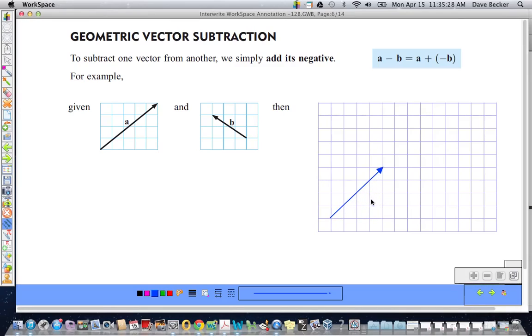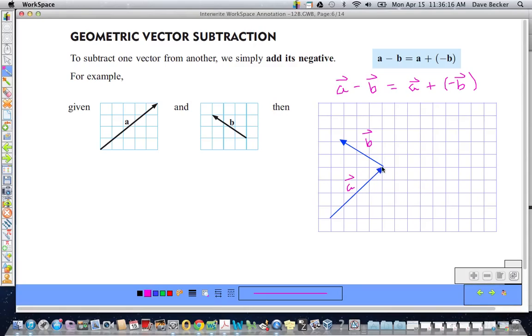How am I going to do on the arrowhead? Not bad. I'm going to show you A minus B here. Vector A minus vector B equals, as it says above, A plus negative B. So maybe I'll draw B just to show you what it's going to look like. B is to the left 3 and up 2. I will label that as vector B, and this is vector A.